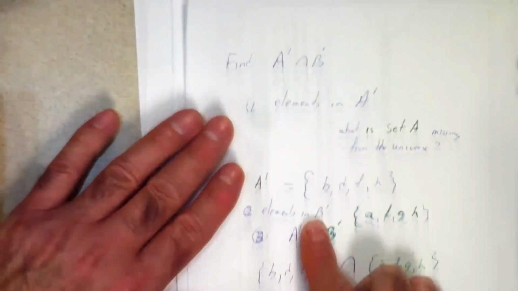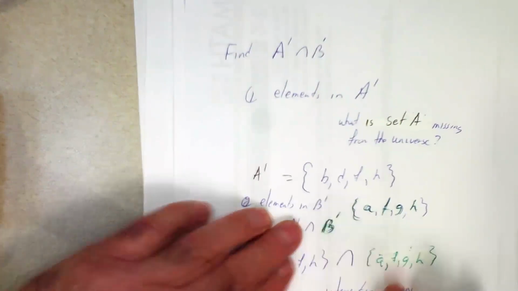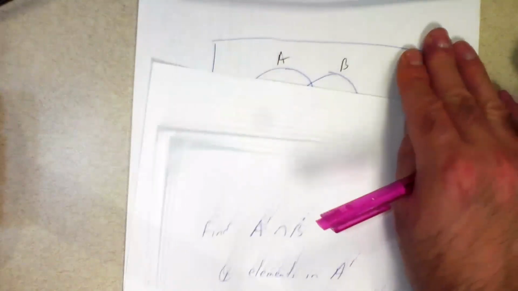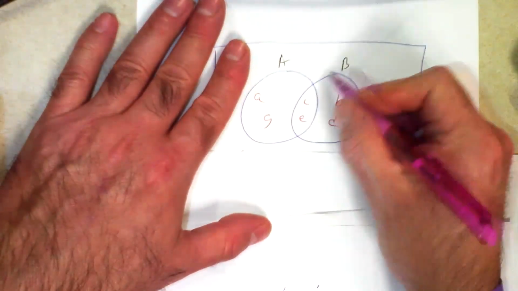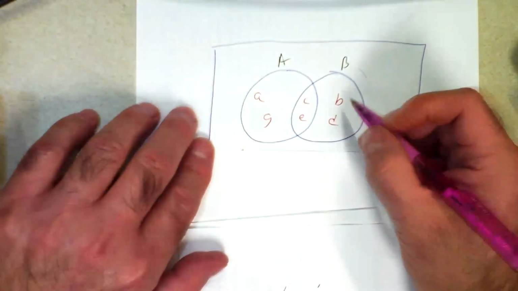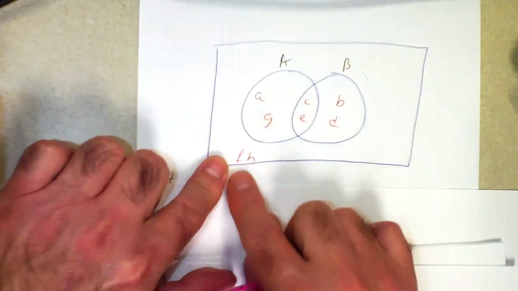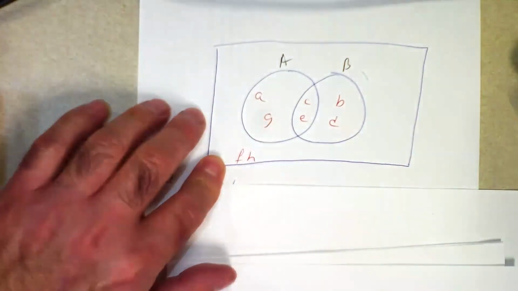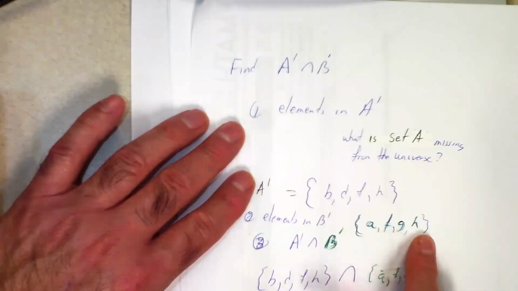Now we're going to find the elements that are in the B complement. Which elements are not in B? Look at the B circle, and I want the ones that are not contained in that circle. The ones that are not contained in that circle are the A, the G, the F, and H. So here's your complement: A, F, G, H.